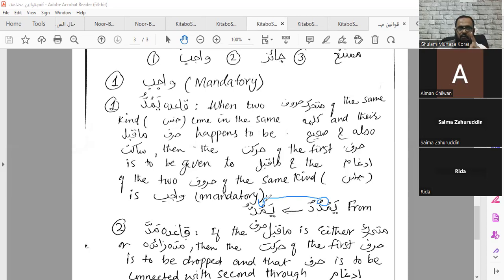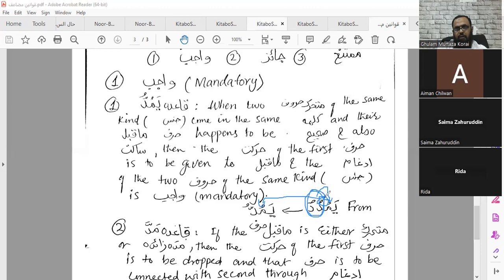I repeat this. We are learning the first rule with respect to idgham, and that is mandatory, wajib. It is done when there is a condition: when there are two mutaharrik huruf of the same type in the same kalima. In yamdudu, both are mutaharrik and in the same kalima. Their maqabal is sahih, because mim is not alif, waw, ya. If there were a harf illat, this qaida would not be applicable. It is sahih and sakin. Now the harakat of the first harf is transferred to the maqabal sakin, and now both are supposed to be mudgham.